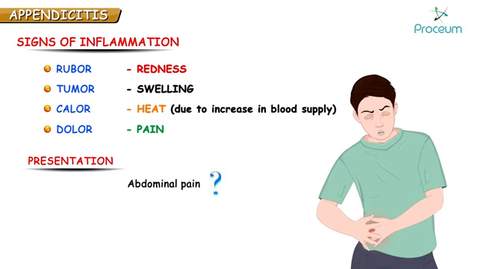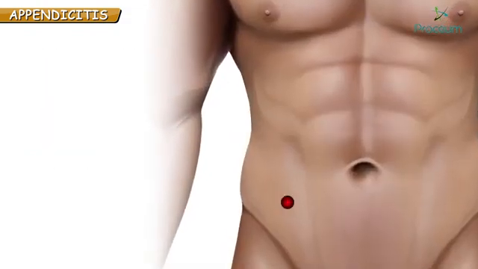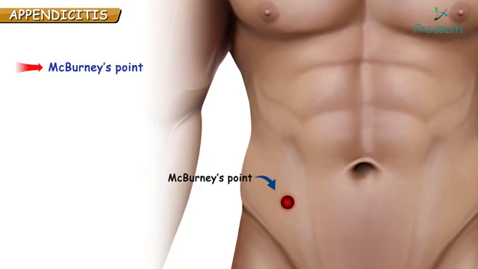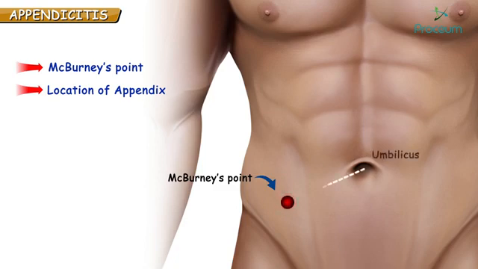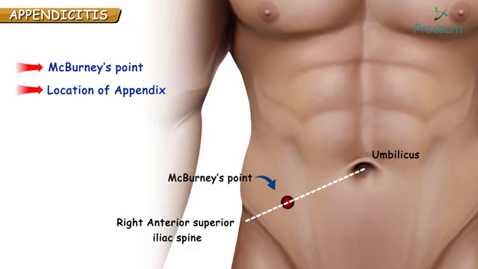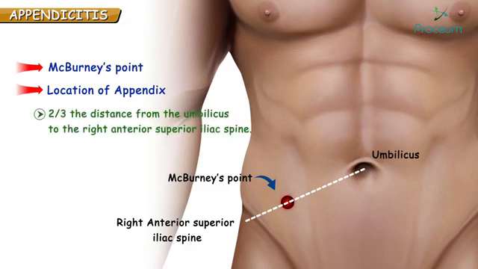But where is the pain? In the right lower quadrant. Why is the pain in the right lower quadrant? Because that is the location of the appendix. Please remember, if the pain is at McBurney's point, it is most likely to be appendicitis. Now what is McBurney's point? McBurney's point is the location of the appendix. To localize McBurney's point, you have to take the distance from the umbilicus to the right anterior superior iliac spine. 2/3 of it from the umbilicus is your McBurney's point.